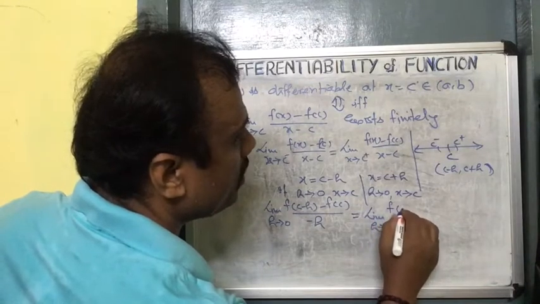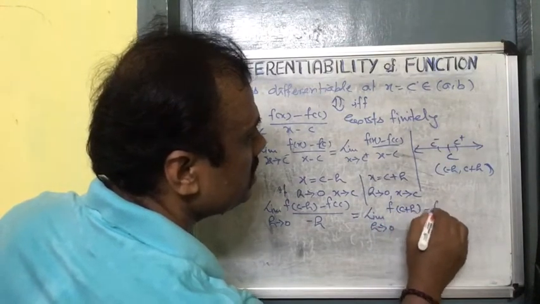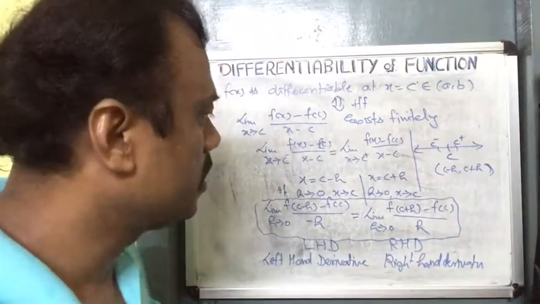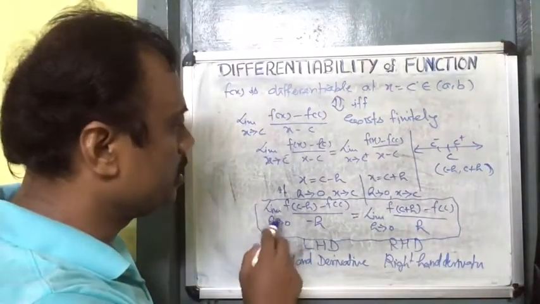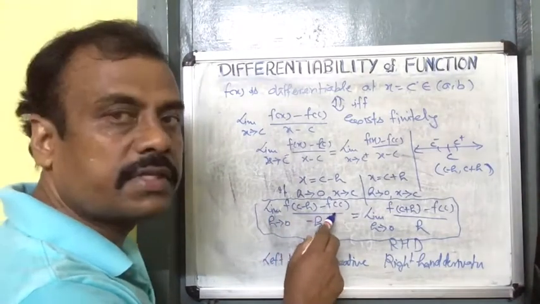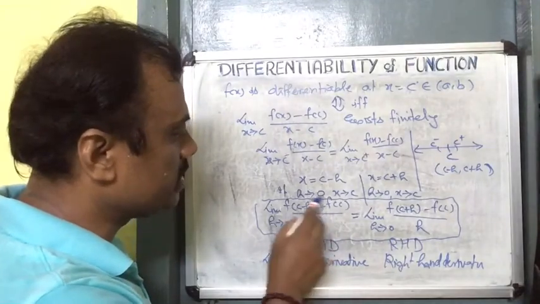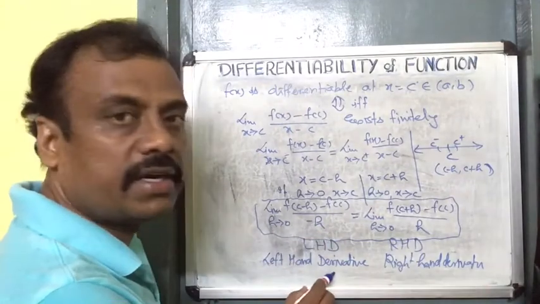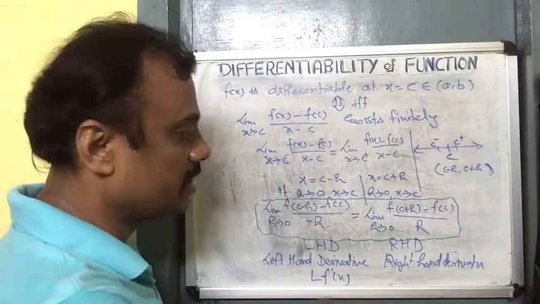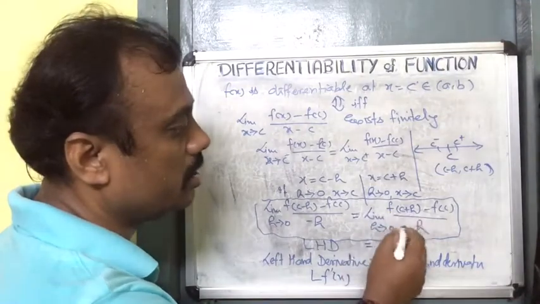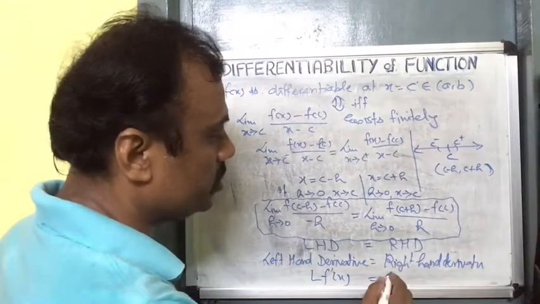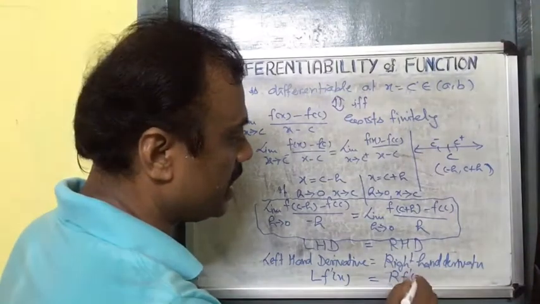So f of c plus h minus f of c divided by h. Okay, here it comes. I have written this part, limit h tends to 0 of f of c minus h minus f of c upon minus h. This part is called LHD or left hand derivative. Sometimes we show it by Lf dash c. And this part is called RHD, right hand derivative, and we show it by Rf dash c.